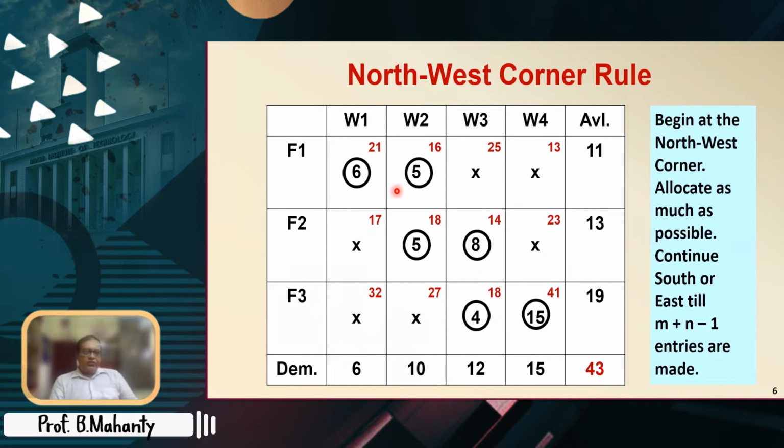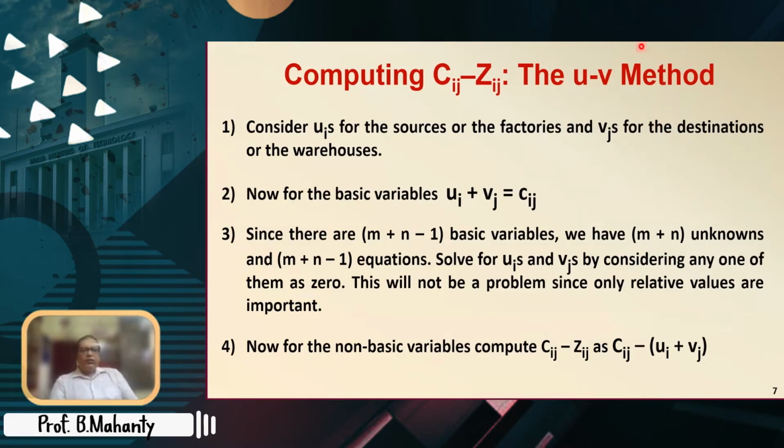So, a quick look actually reveals that. So how to compute the Cij minus Zij? Because the problem is in two dimensions, consider the Uis for the sources or the factories and Vjs for the destinations or the warehouses. So for the basic variables, we have Ui plus Vj equal to Cij.